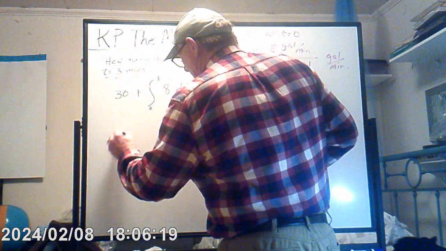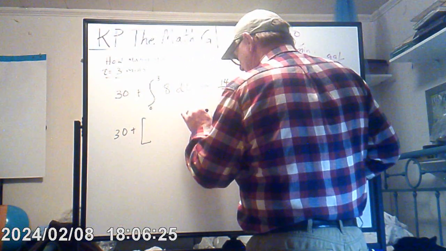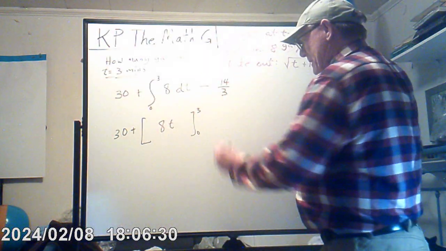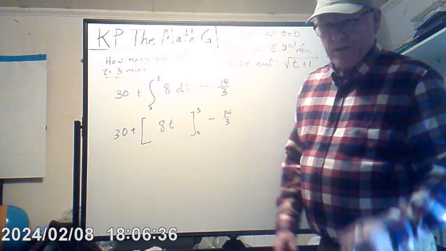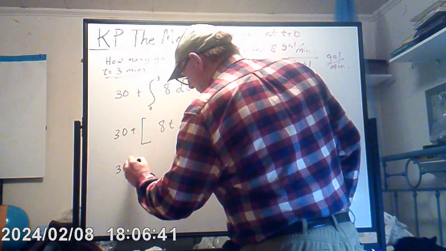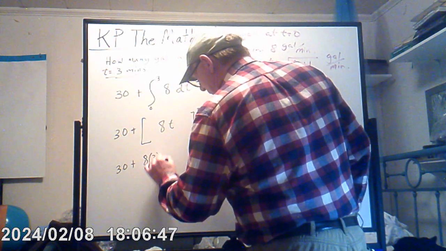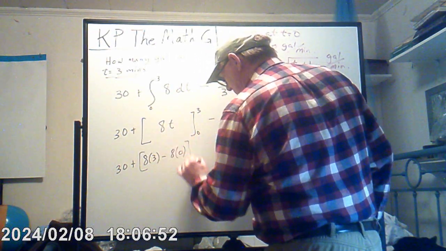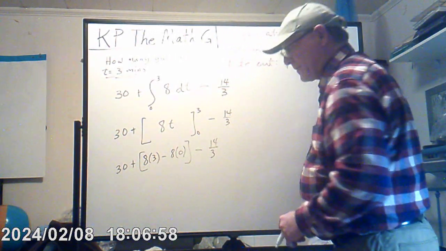This is 30 plus, now from 0 to 3, this is just 8t right here, isn't it? Right? Minus 14 thirds. And if we start plugging that in, we'll be alright. Let's see. So 30 plus 8 times 3 minus 8 times 0. Alright, minus 14 thirds here. Make sense?